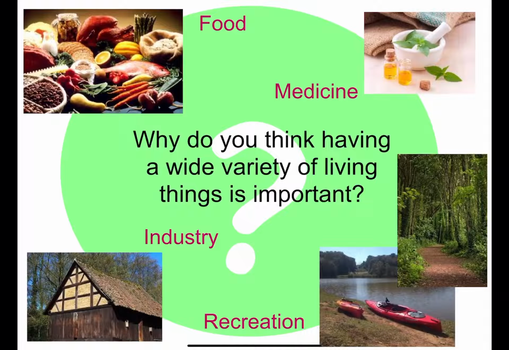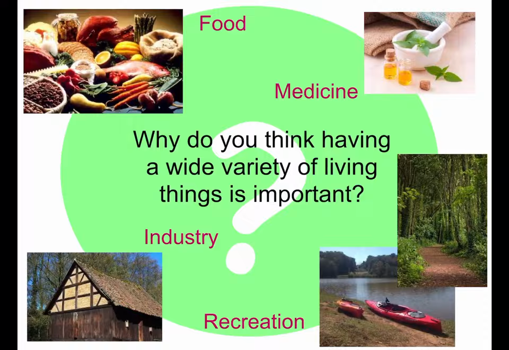So here are some of the things which make having a wide range of biodiversity important. So food. If we didn't have a very wide range of different plants and different animals that we could have as food, then our diet wouldn't be very good. You wouldn't be able to get all the nutrients that you need. A lot of our medicines come from plants or originally came from plants. So by having a large variety of plants, then we've got lots of different medicines that can treat us for different diseases.